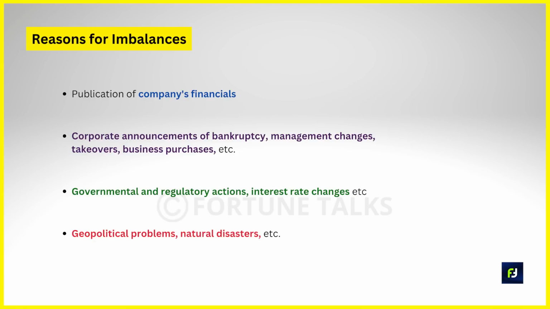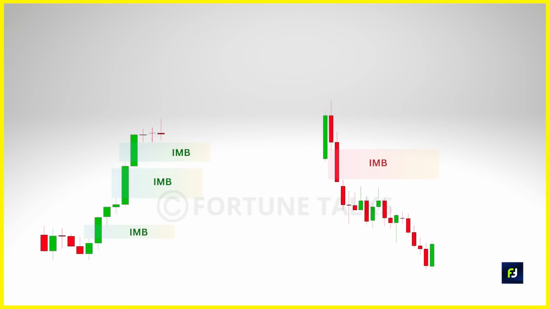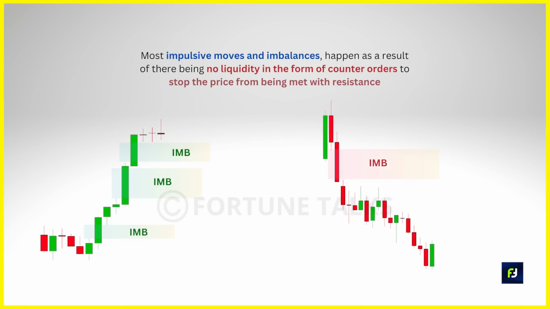Now, since you have understood what a fair value gap or imbalance is, now you can ask me, how is it useful for traders like you and me? Now, as mentioned earlier, imbalances in the market can be viewed as inefficiency in price behavior, telling us that maybe banks or big financial institutions are involved in the aggressive movements of prices that we are seeing. Again, if you think about it, most impulsive moves and imbalances in the market happen as a result of there being no liquidity in the form of counter orders to stop the price from being met with resistance and thereby slowing down.